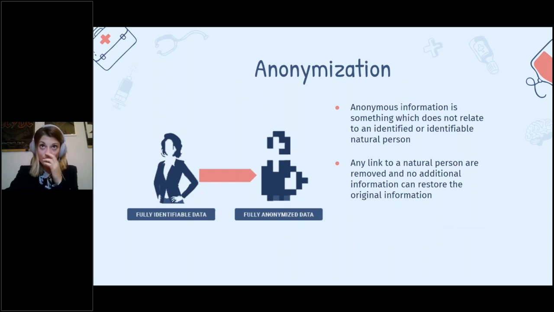What is data anonymization? Anonymous information is information which does not relate to an identified or identifiable natural person, or personal data rendered anonymous in such a manner that the data subject is not or no longer identifiable. This way, any possible link to a natural person is removed and no additional information can restore the original one.